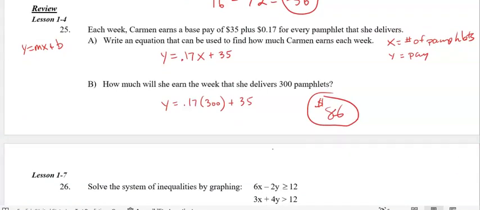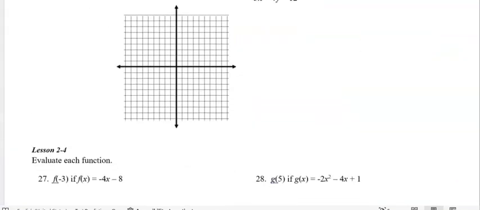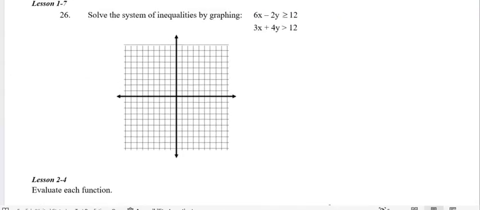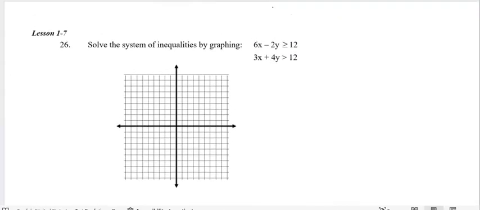All right, let's move down to number 26. And this is a system of linear inequalities. So we'll need to solve each of these for y so we can prepare for graphing. And then the solution to this will be where, if these two shadings actually come together, do they meet in a certain area on our graph paper. So let's get these solved for y first.